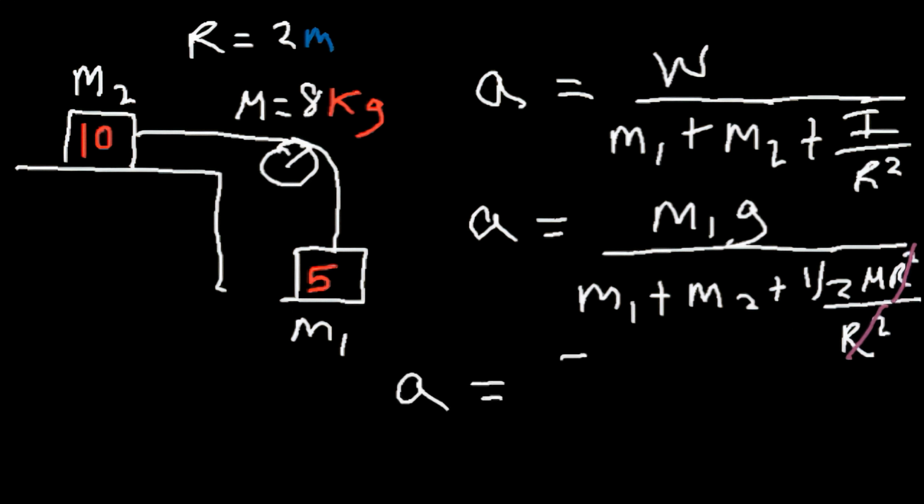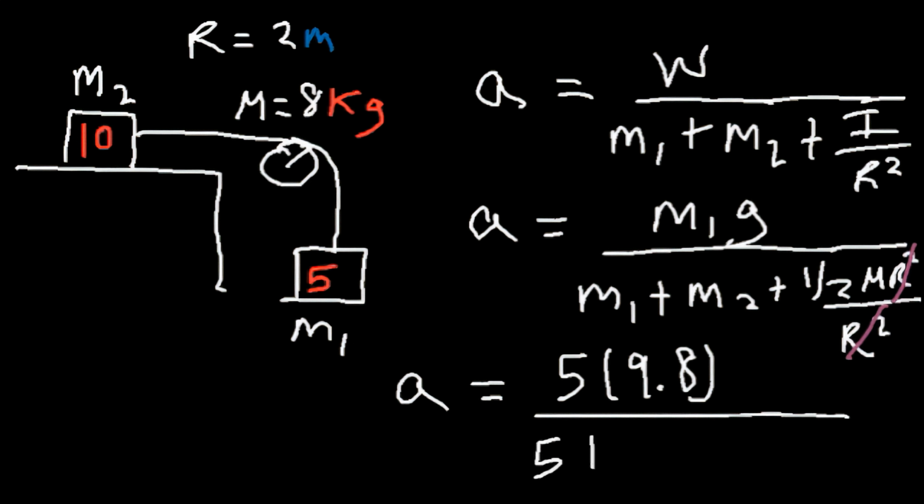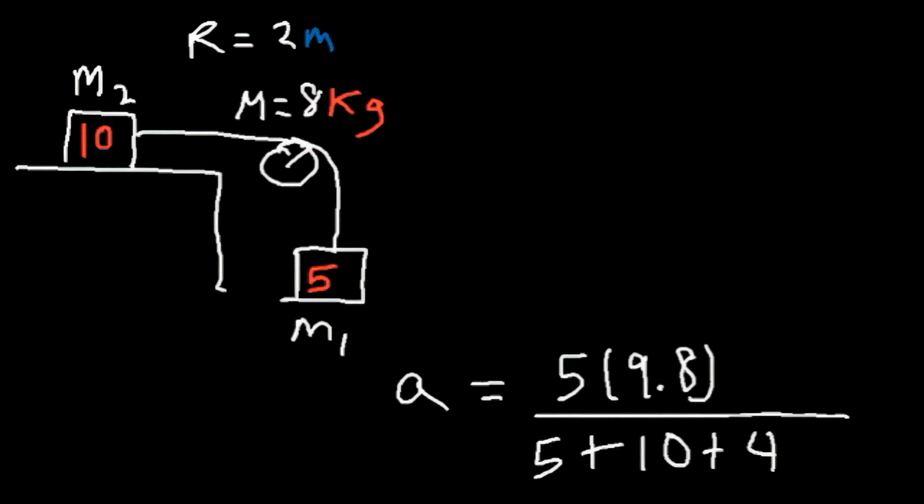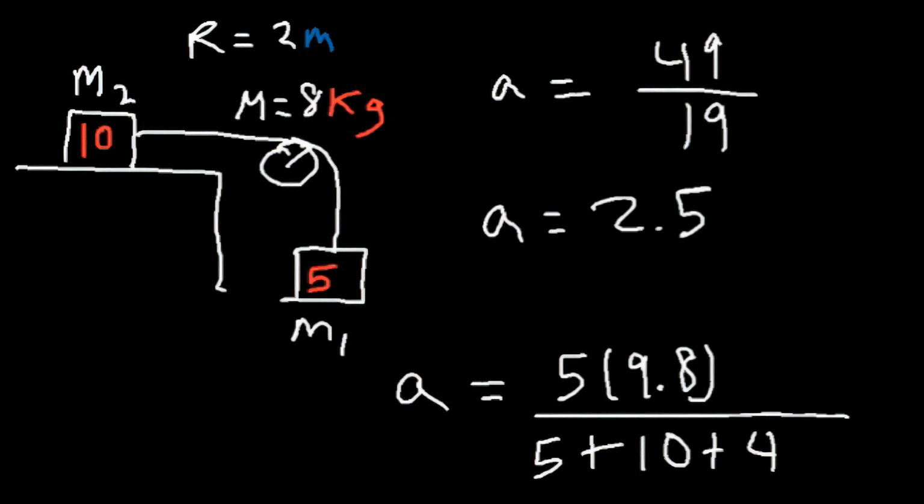So the acceleration is going to be 5 times 9.8 divided by M1, which is 5, plus M2, which is 10, and 1/2 the mass of the pulley. So 1/2 of 8 is 4. 5 times 9.8 is 49. 5 plus 10 plus 4 is 19. And 49 divided by 19 is equal to 2.579 meters per second squared. So that's the acceleration of the system.